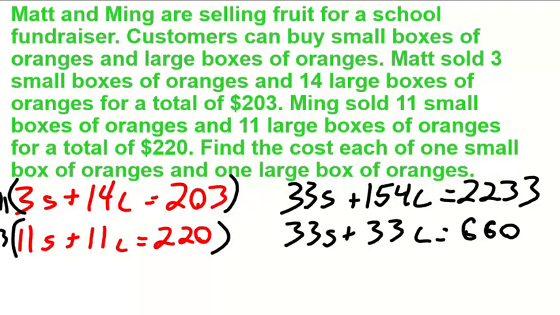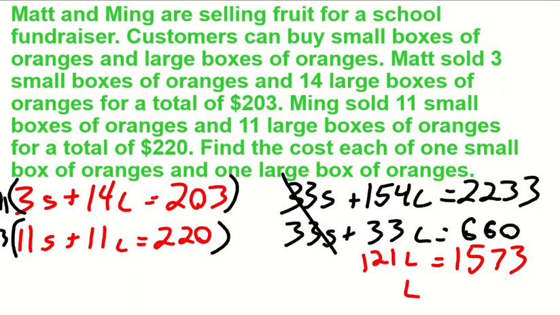Since the signs are the same, we subtract. So I take that top equation and subtract the second one. When I subtract, those cancel out. That gives me 154 minus 33, 121 large boxes, and it's equal to 1,573. Then we divide. 1,573 divided by 121 is equal to 13. All right, so that is the large boxes.